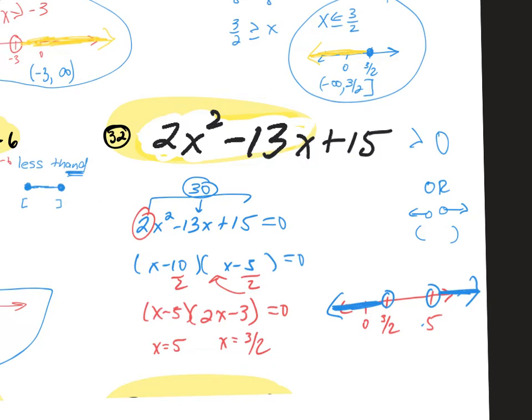Okay, so let's go to the original. Plug in 0. 2 times 0 squared is 0. Minus 13 times 0 is 0. So I get 15 is greater than 0. Is that a true statement?